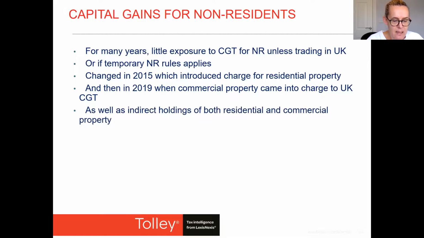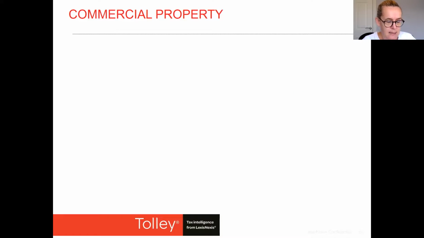Now, as well as bringing in direct holdings of commercial property, we also have a provision which now brings within the scope capital gains, both residential, but more importantly, commercial property held through offshore holdings. So if you have an offshore company, you cannot avoid capital gains tax by holding the property in that company and selling the shares. That will now be caught. So let's have, in a little bit more detail, a look at these provisions. I'm not going to talk about this in a huge amount of detail, but I will just pop through these.